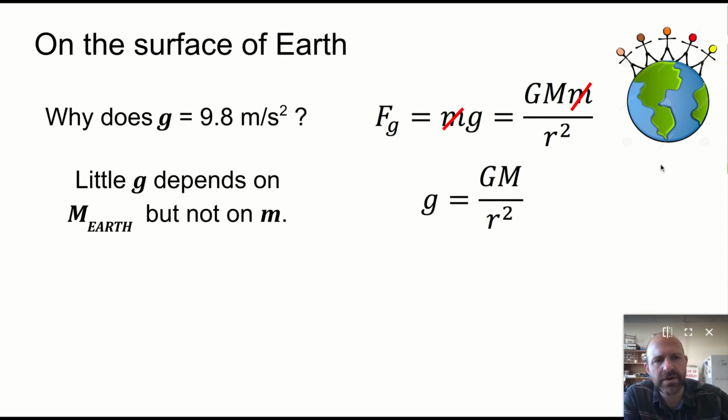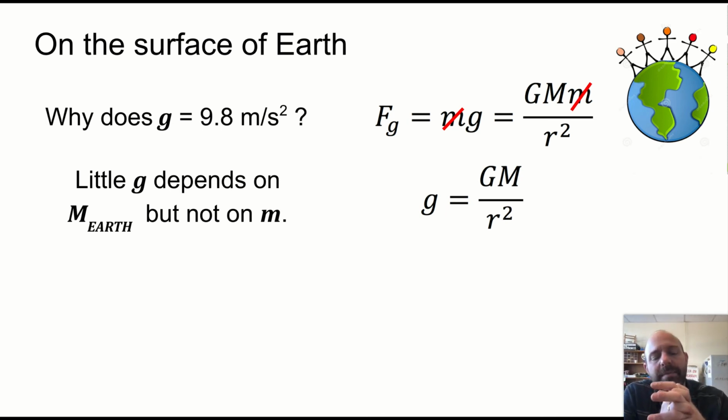So on the surface of the Earth, we can redo this calculation. Why does g equal 9.8 meters per second squared, right? Well, if you take the force of gravity, it's the mass of the object, say you standing on the Earth, times little g. But that's also equal to G m M over r squared. It has to be, right? This is the same force.